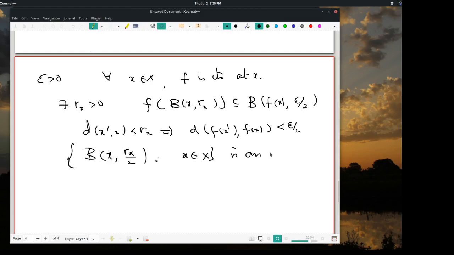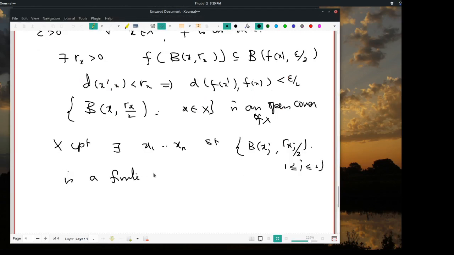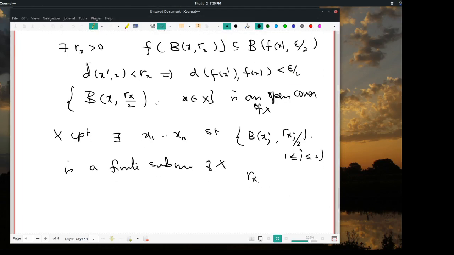This is an open cover. Since X is compact, there exist x1 to xn such that the collection B(xj, r of xj by 2), 1 less than or equal to j less than or equal to n, is a finite subcover. I will call r of xj as rj.